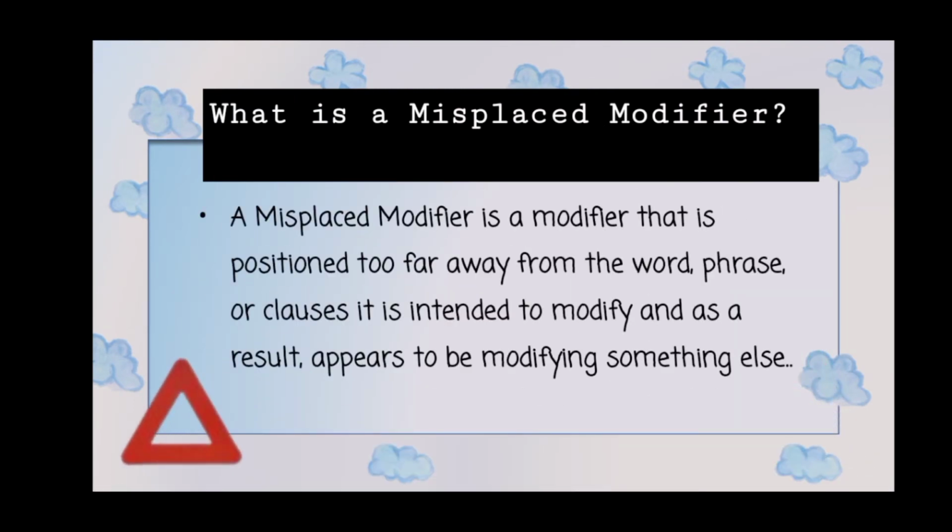So, what is a misplaced modifier? A misplaced modifier is a modifier that is positioned too far away from the word, phrase, or clause it is intended to modify, and as a result appears to be modifying something else. So a misplaced modifier occurs when a modifier is placed in the wrong part of the sentence that could confuse, could make the sentence ridiculous, and could accidentally change the meaning of the sentence.